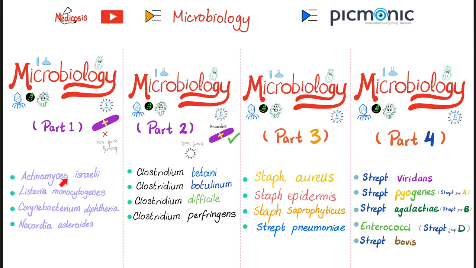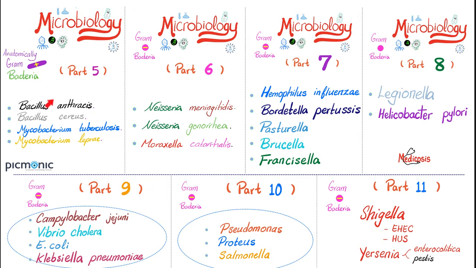In part 1, we talked about actinomyces, listeria, corynebacteria, and nocardia. Part 2 was about the Clostridia, including Clostridium tetani, Clostridium botulinum, Clostridium difficile, and Clostridium perfringens. Part 3 was about staph and strep pneumo. Part 4, the rest of the strep and the enterococci. Part 5, Bacillus anthracis, Bacillus cereus, and the mycobacteria. Part 6 was about Neisseria and Moraxella. Part 7, Haemophilus influenzae, Bordetella pertussis, Pasteurella, Brucella, and Francisella.